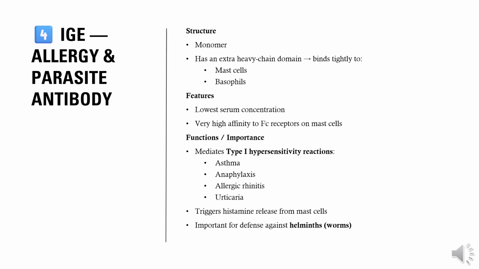Next antibody is IgE, which plays a very important role in allergy and parasitic infection. It is monomeric in structure. It is present in very low concentration in the serum, but has very high affinity to the Fc receptors on the mast cells.